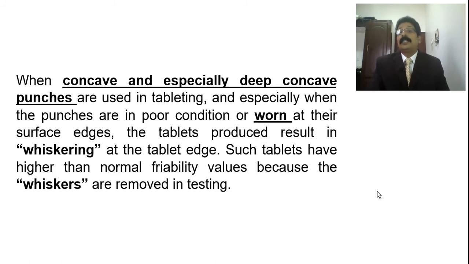So whiskering of the tablets means that some extra material sticks to the tablet, due to the edge problem and uneven punches or mold. Such tablets show a higher than normal friability value because the whiskers are removed while testing. The whiskers will always be removed because they cannot withstand the test for a longer period, since you are giving 100 revolutions and also a shock when the tablet falls from 6 inches. So automatically it will lose material, and the friability tester will show a higher percentage.